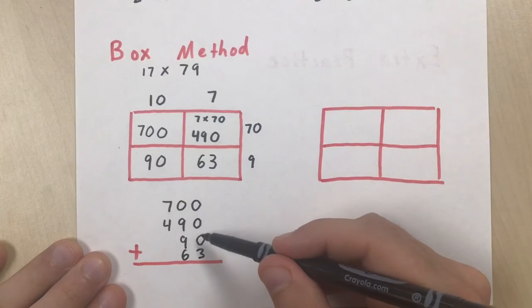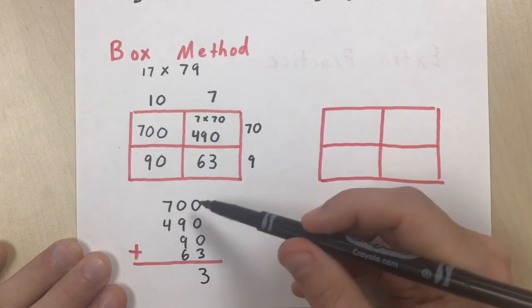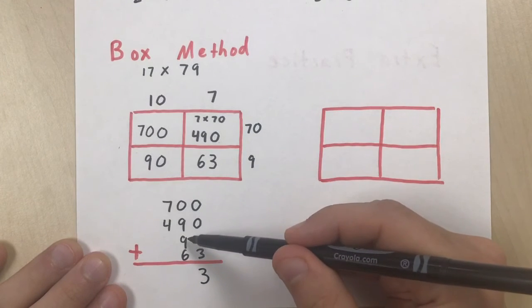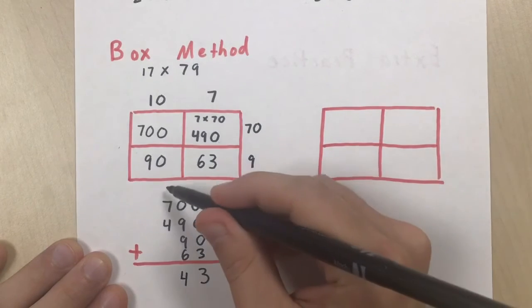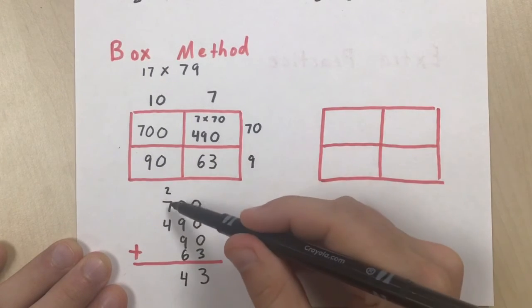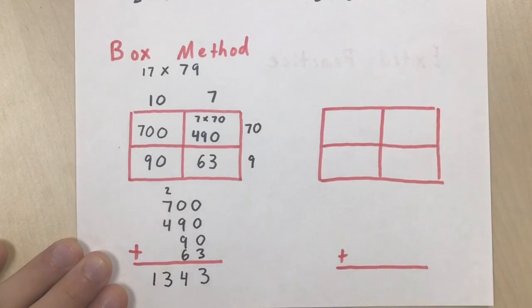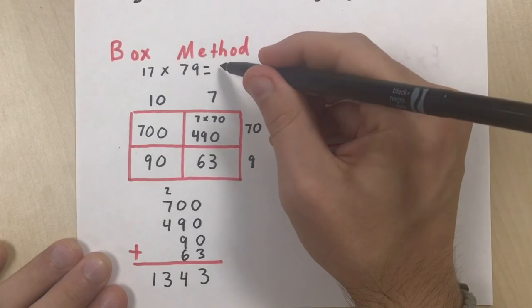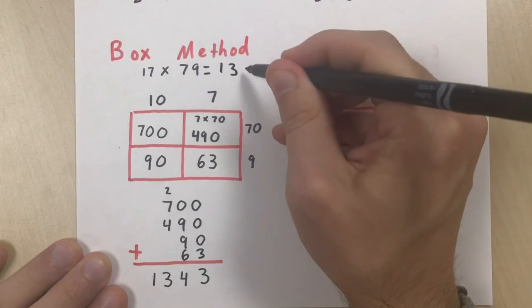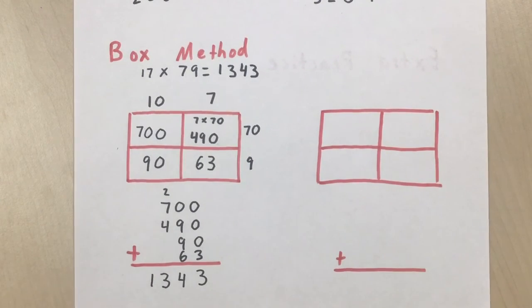0 plus 0 plus 0 plus 3 is 3. Very nice. This one's a little bit harder. 9 plus 9 is 18. Yeah. Plus 6? 24. Thank you. 24. Carry the 2. 2 plus 7 is 9. Plus 4 is 13. So the answer to 17 times 79 is 1,343. This is the box method. Ta-da.